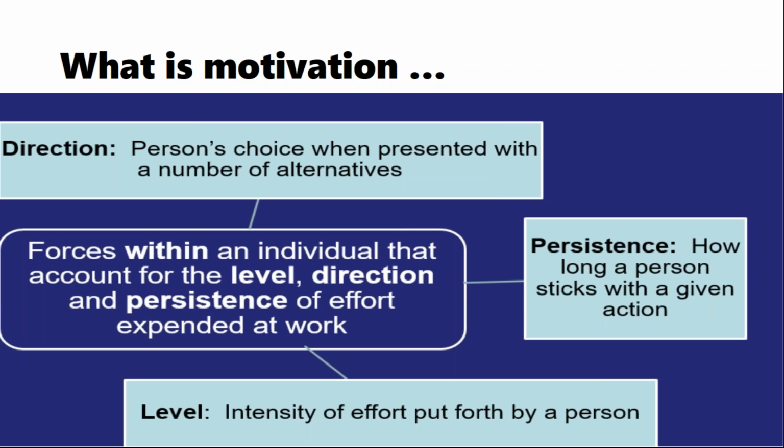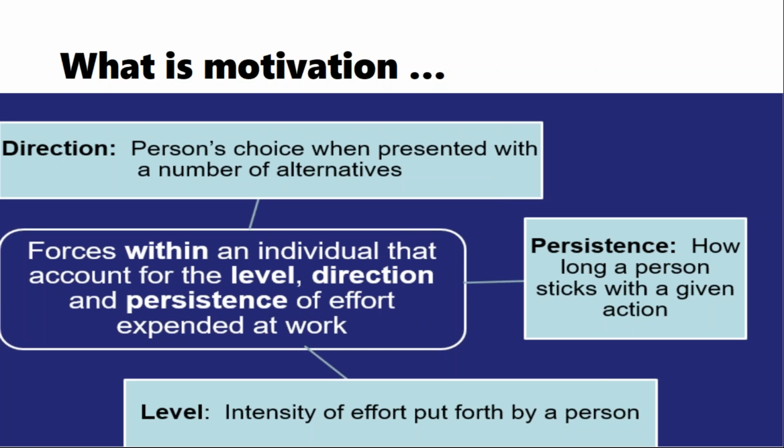Within, in other words, the implication is that people themselves motivate themselves. Sure, there might be external stimuli, but at the end of the day, it's people's responsibility to motivate themselves. And it's about the level, direction, and persistence of effort. So let's talk about each of those 3: level, direction, and persistence. So what do we mean by that? Well, the direction is the person's choice of where they present with a number of alternatives. So this is about people's priorities.